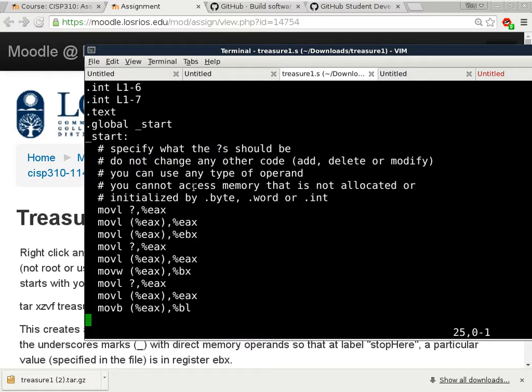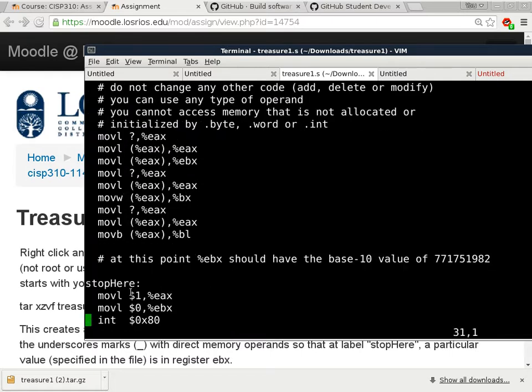The bottom line is, by the time we get to this label, stop here, register EBX, which is a 32-bit register, should have a content of this number, and it is explicitly in base 10. Okay, so we know the value in base 10 looks like this. It's not going to be very helpful when it is in base 10, because as a base 10 number, you cannot really see the byte boundaries.